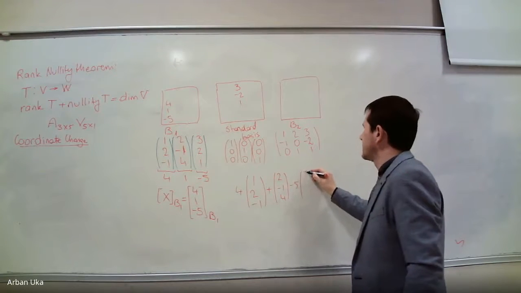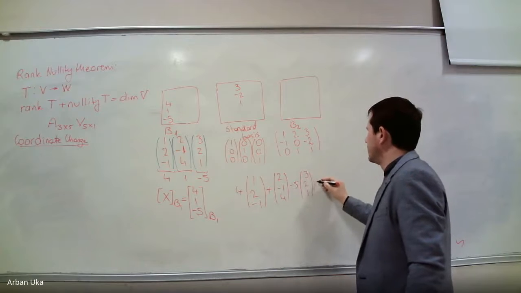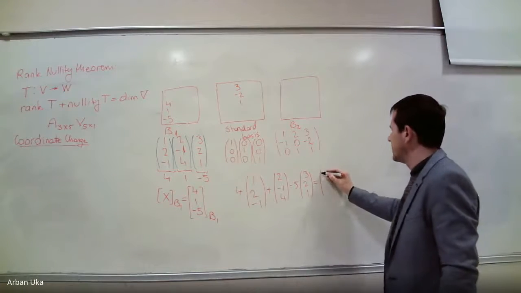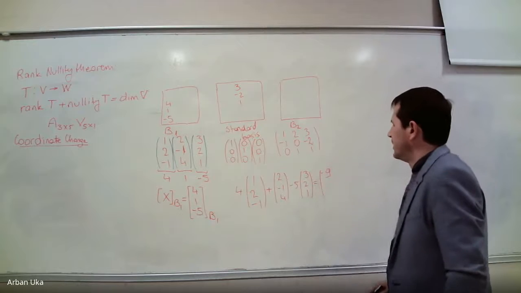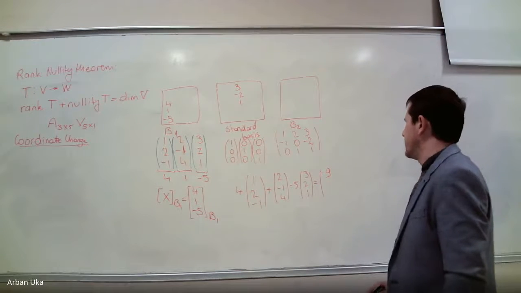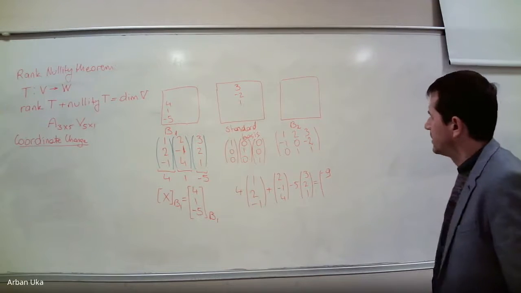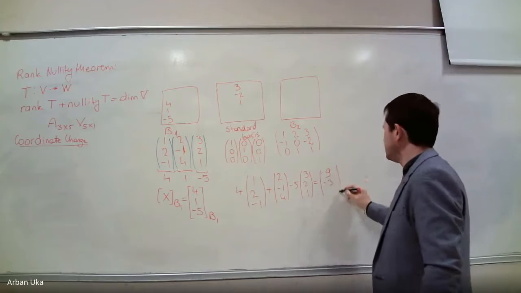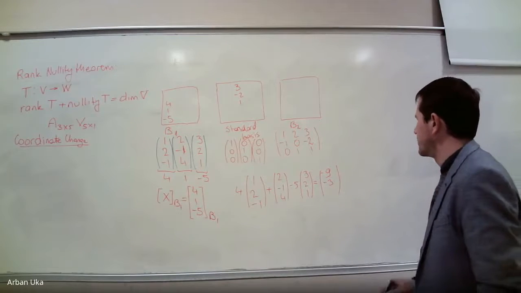-5 times 3, 2, 1. So let's see what we get here. 4 plus 2, 6, minus 15, minus 9. 8 minus 1, 7. 7 minus 10, minus 3. Minus 4 plus 4, 0, minus 5.